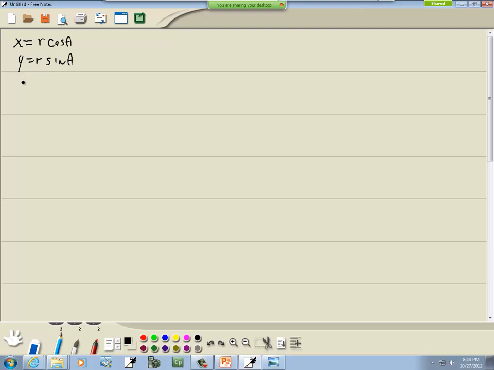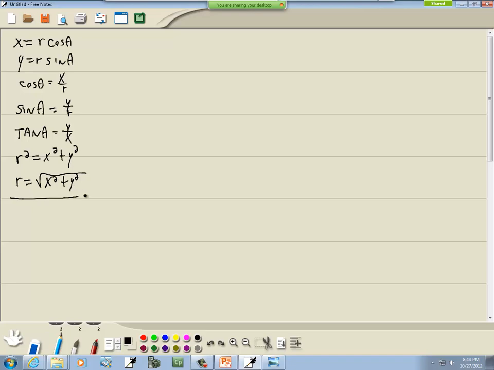Along with those, we had cosine theta is equal to x over r. Sine theta is equal to y over r. Tangent theta is equal to y over x. r squared is equal to x squared plus y squared. And r is equal to the square root of x squared plus y squared.